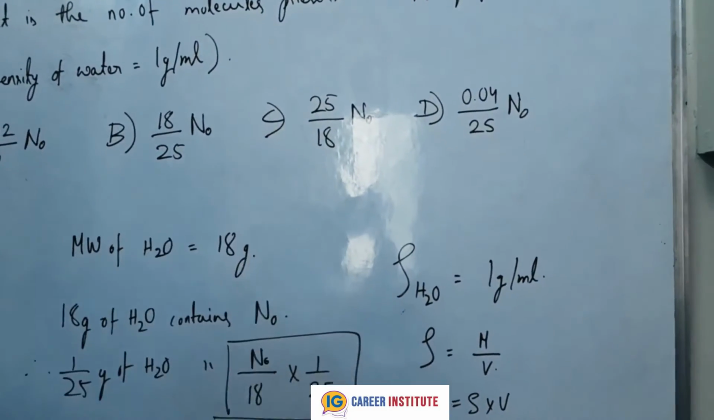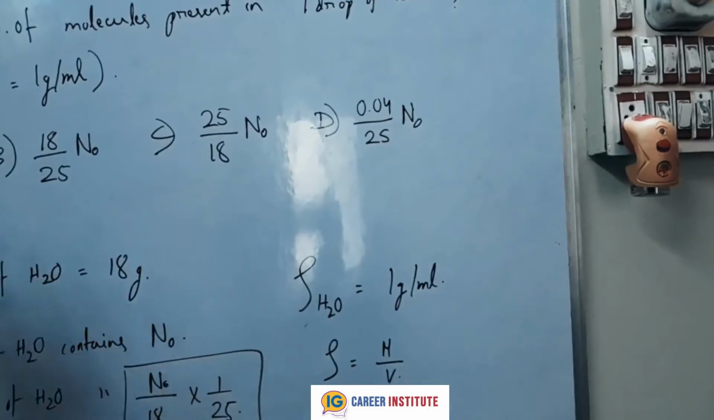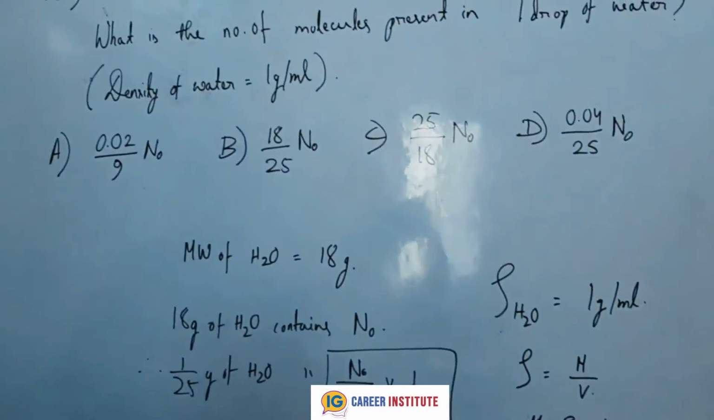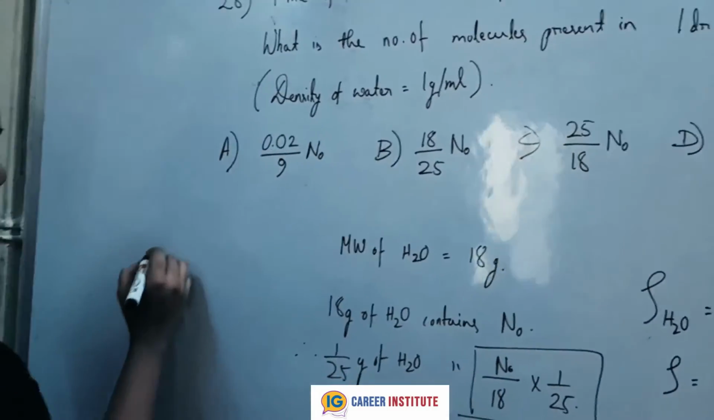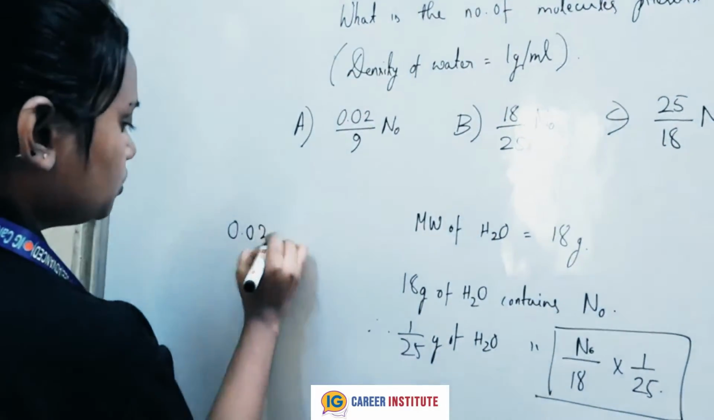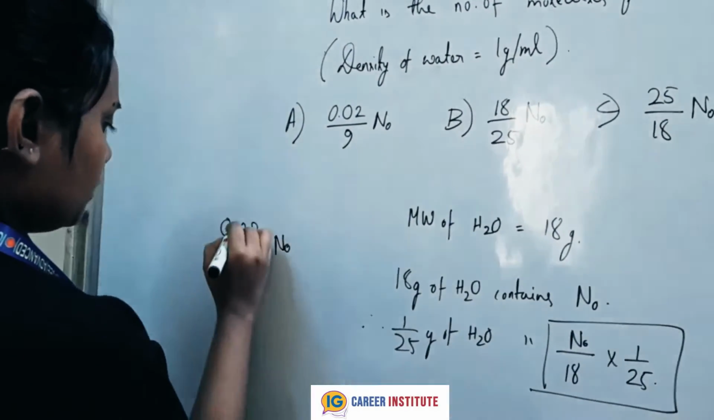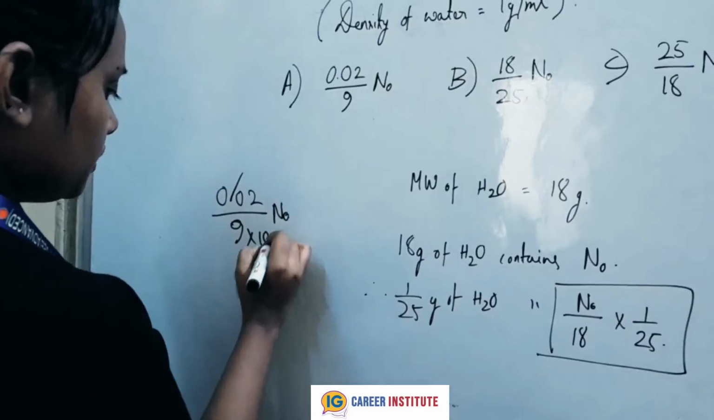This is also not matching with our answer. So C is also discarded. Now we are left with A and D. So if I simplify this A option, see, 0.02 by 9 N0. If I remove this decimal part in the denominator, there will be 100.